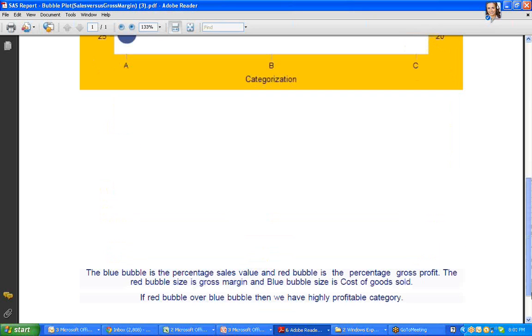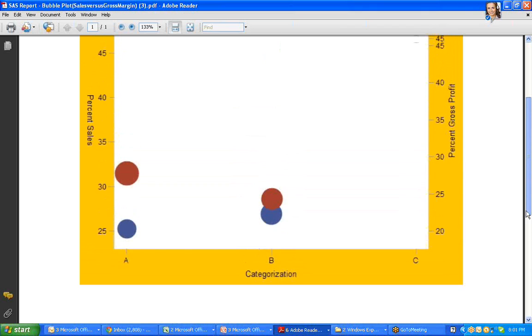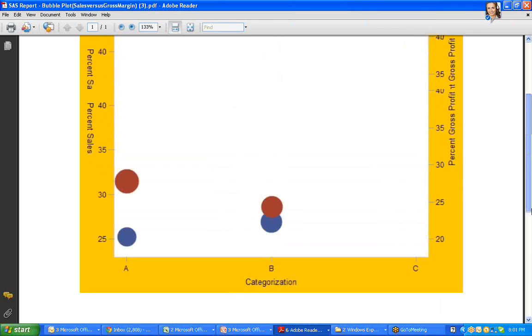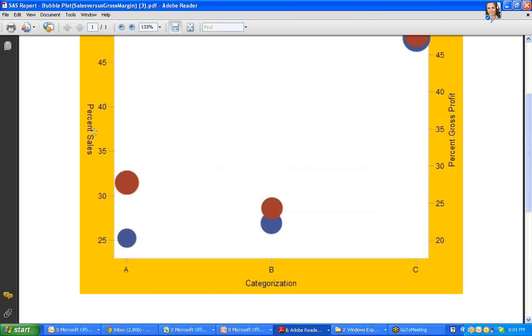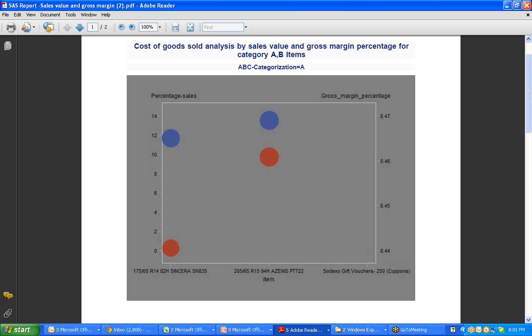So this in brief gives the profitability analysis across the various categories, keeping the parameters of percentage gross profit, percentage sales, the cost of goods sold, and the gross margin into one single chart. So this is one very powerful chart. We now go on to the second one.